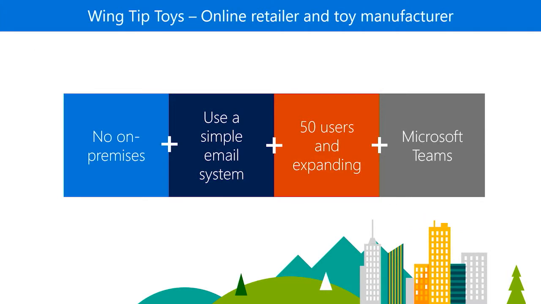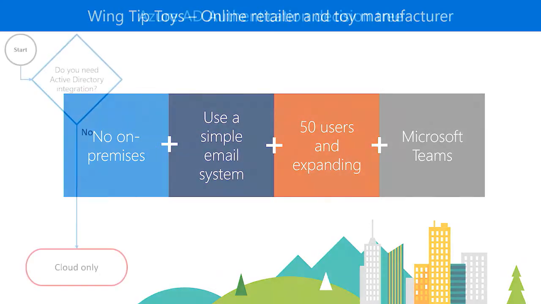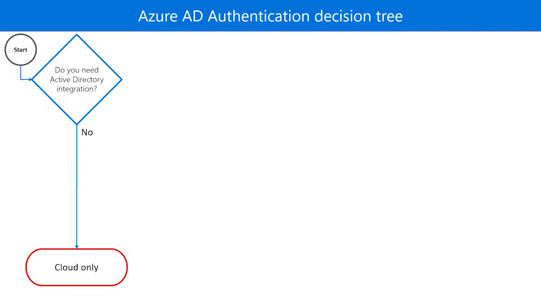Let's take Wingtip Toys. Wingtip Toys is an online retailer for toys they manufacture. Today, they use a simple email system from their internet provider, and they want to use Microsoft Teams to collaborate around new projects. Since they don't have an on-premises footprint, cloud-only is the right option for them. They will create and manage new users and passwords in Azure AD directly. This will allow them to use Microsoft Teams and extend their applications to other Office 365 apps and even other cloud apps that are available.